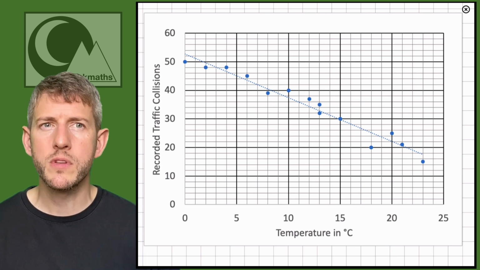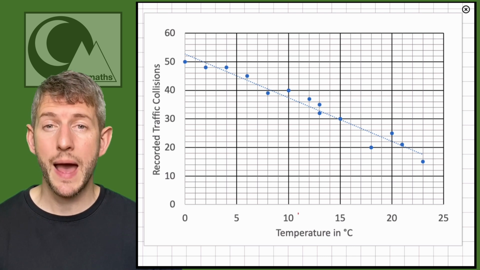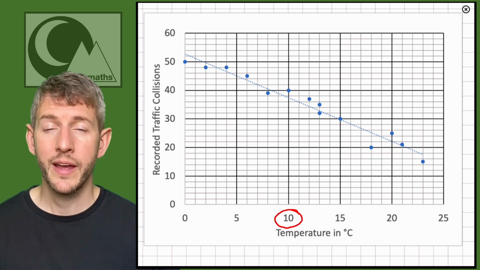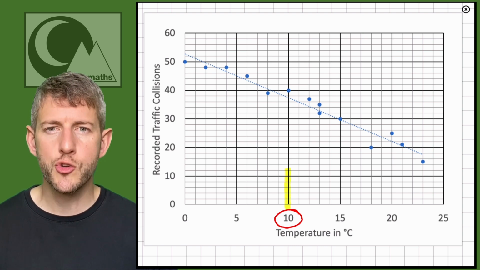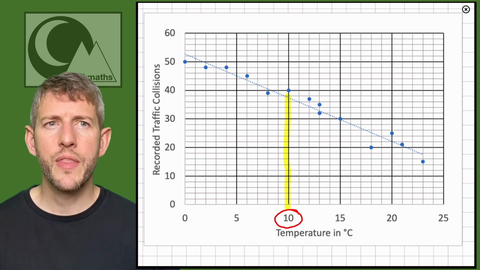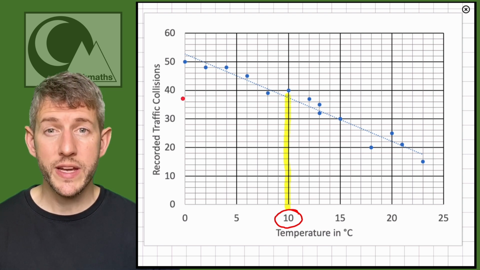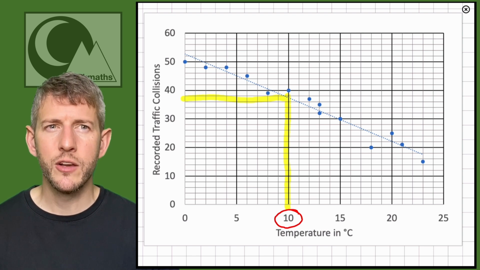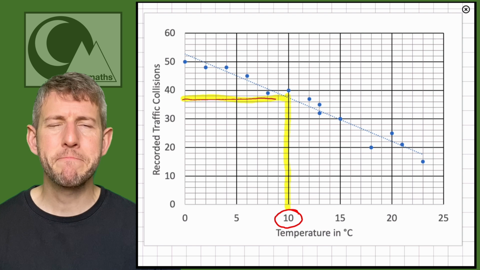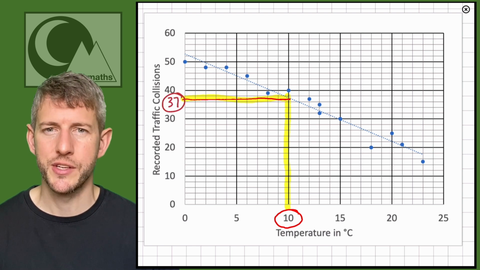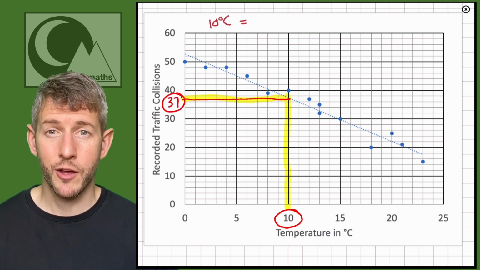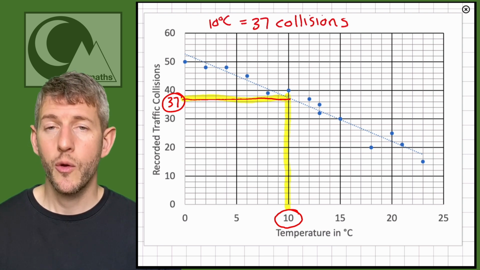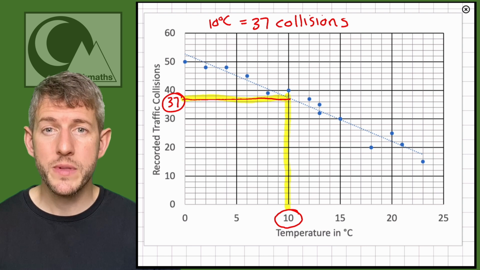Say, for example, I wanted to know how many traffic collisions happen when it's 10 degrees. In order to do that, I'd look for 10 degrees here, and then I'd draw a line up to the line. When I hit the line, I'm now going to read across to the number of recorded collisions. That looks to me like 37 collisions. So if I was asked from my line of best fit to estimate the number of collisions on a day when it was 10 degrees, I would say 37.